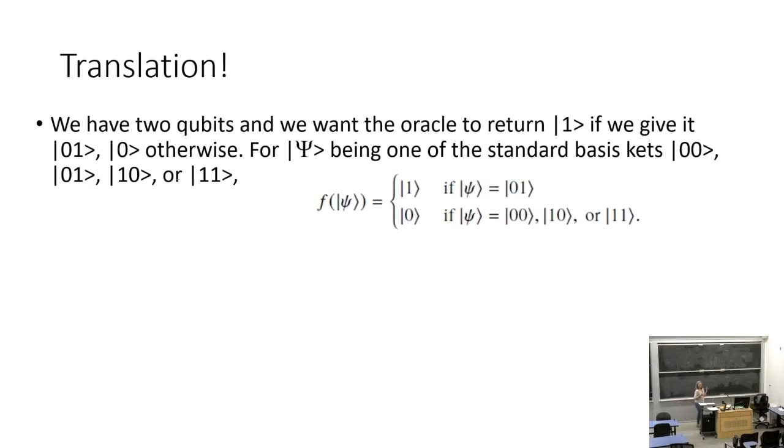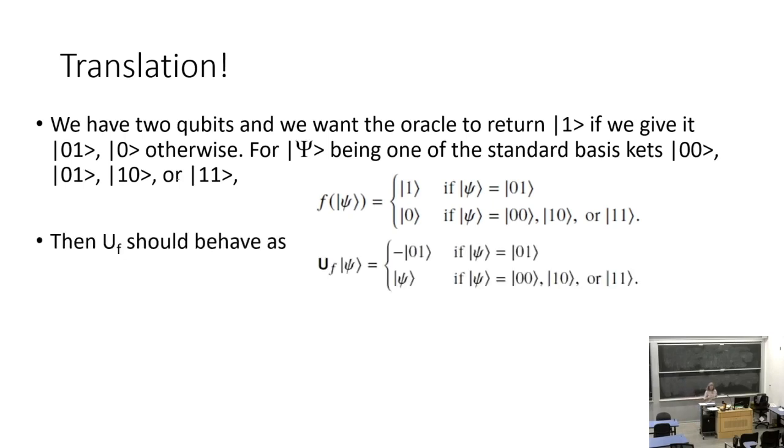So we have 2 qubits, and we want the oracle to return a 1 if we give it a 01, and a 0 otherwise. So if our quantum state is one of the standard basis kets, 00, 01, 10, or 11, then f of our quantum state is going to be 1 if our quantum state is 01, and 0 if it's 00, 10, or 11. So our unitary function, U_f, needs to generate minus |01> if our input state is |01>, and do nothing otherwise.